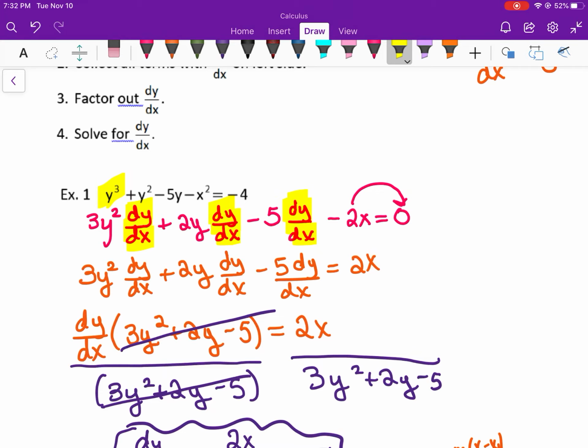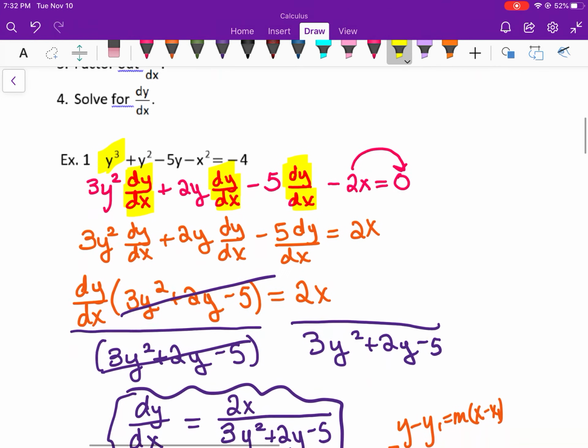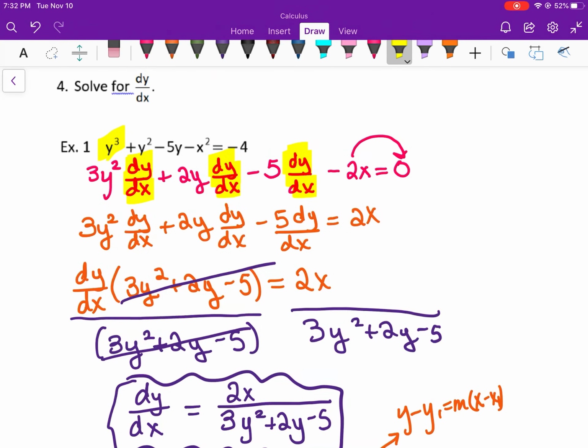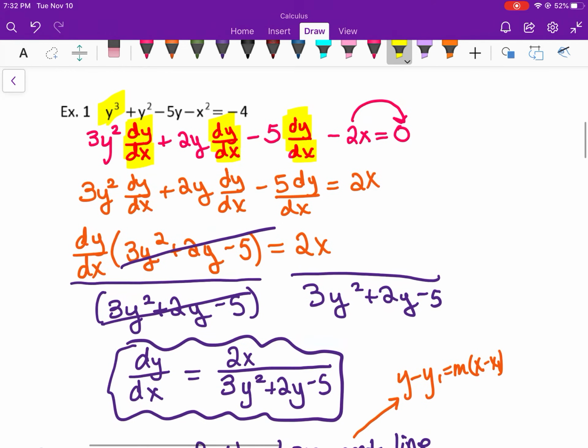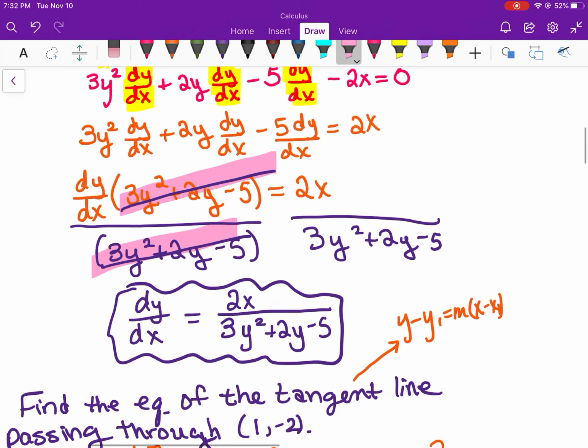From there, I'm showing with the arrow that we take the 2x to the right side, and therefore you have sorted all your terms. So you kept everything on the left that has dy over dx in it. Then I factored out the dy over dx from the left, and then I divided. So right here's my division step. I divided to cancel those out, and I'm left with this derivative: 2x over 3y squared plus 2y minus 5.